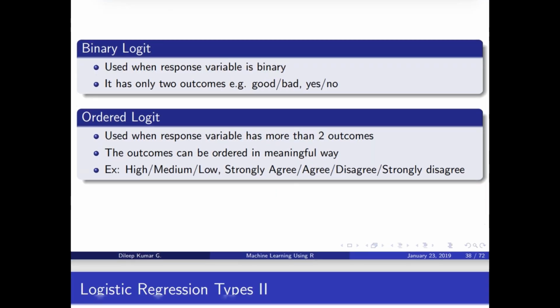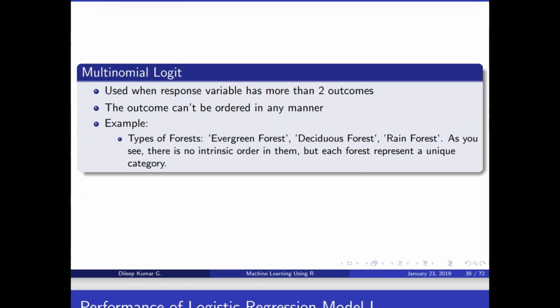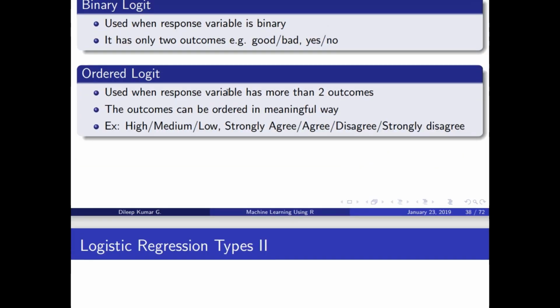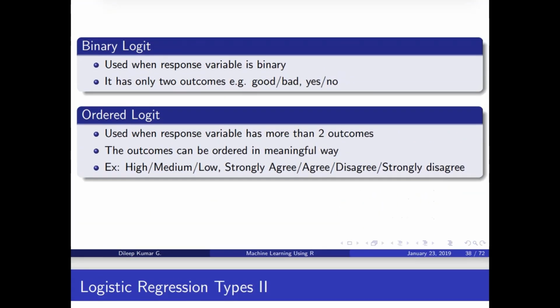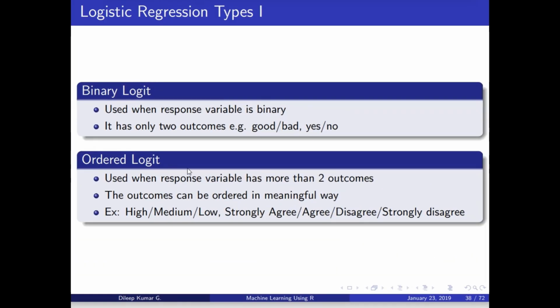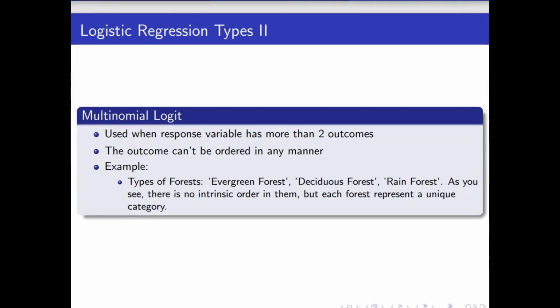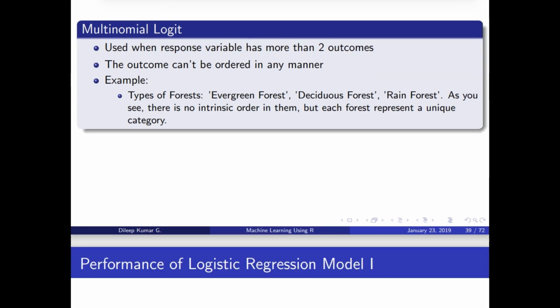Next, there is one more type, that is multinomial logistic regression. Here also we have more than two outcomes, but in ordinal logistic regression the values are ordered, whereas in multinomial there is no need to maintain an order, like types of forest: evergreen forest, deciduous forest, rainforest. So remember, there are three types of logistic regression. Binary means you have two values, ordinal means more than two and the values are ordered, and multinomial means more than two and the values need not be ordered.